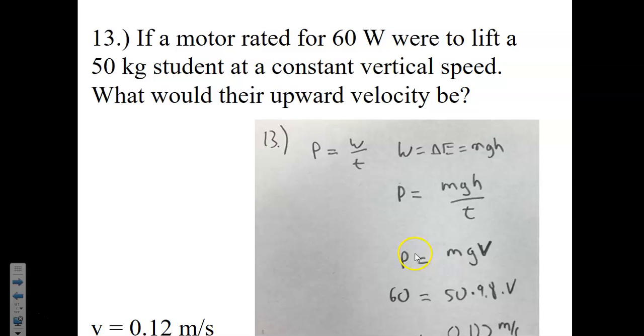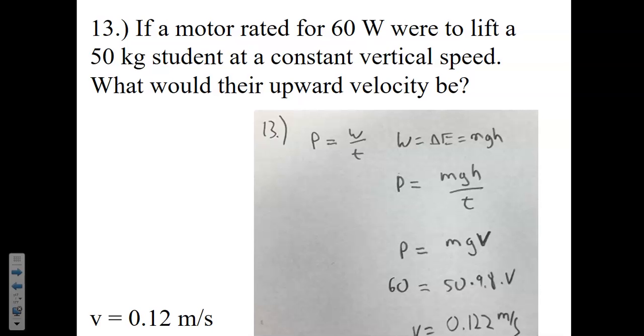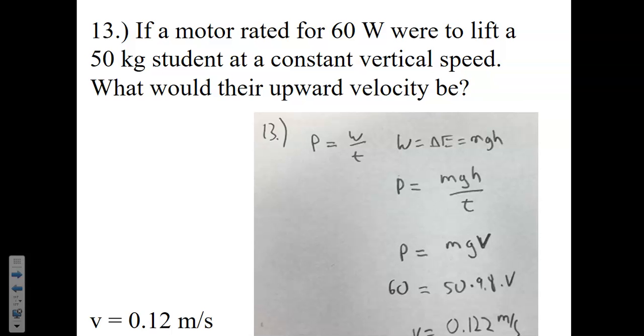So we can reword this as power equals mgv, where 60 watts is equal to my power. My mass is 50 kilograms. Gravity is always 9.8, and we solve for v, and we get that the velocity is equal to 0.122 meters per second.